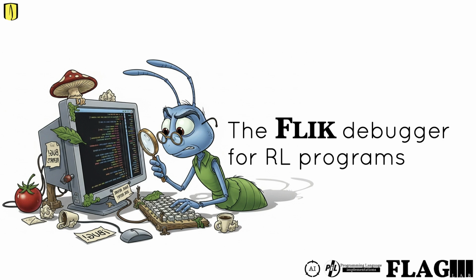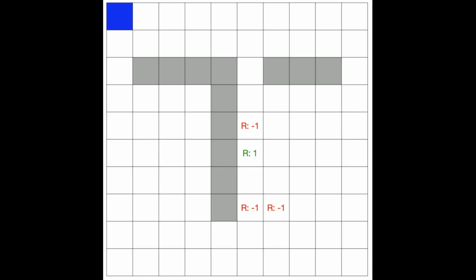In this video, we will show the main features of Flik using the standard grid world benchmark for RL. In our example, we use a 10x10 grid with 3 trap states, giving a reward of -1 to the agent, and 1 success exit state, giving a reward of 1 to the agent.